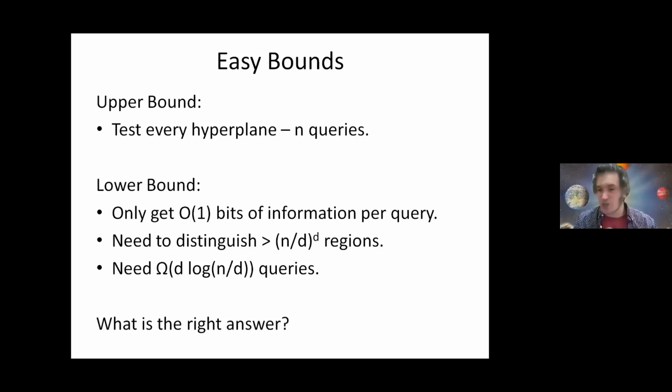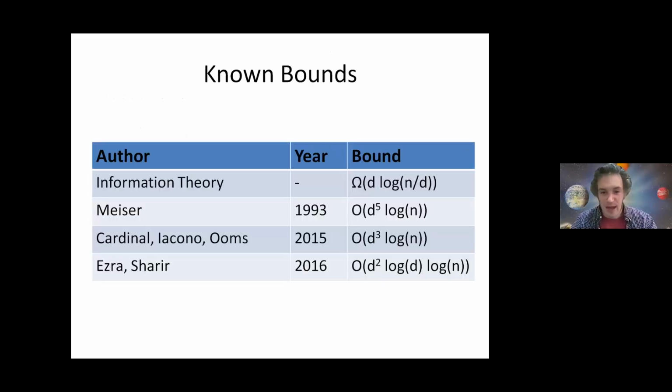And so the question is, there's a pretty big gap between these upper and lower bounds. Where's the truth of the matter? What is the right answer here? There are some known bounds. The lower bound from information theory, as far as I know, has not been improved. But if you think of the case where n is much, much larger than d, there has been substantial improvement on the upper bound.